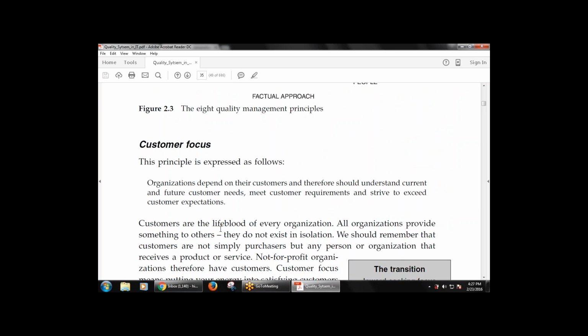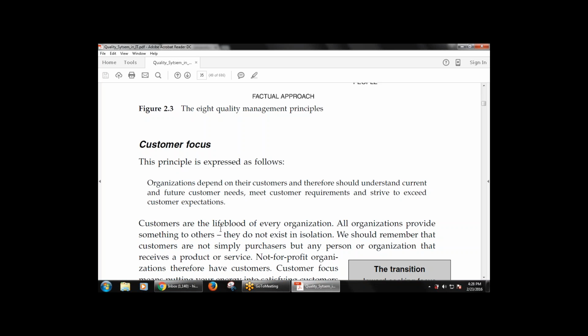Organizations depend on their customers and therefore should understand the current and the future customer needs. Now, an organization must depend on its customers because the customer is the king of the organization. So an organization should understand what the various current and future customer needs are, meet the customer requirements and strive to exceed customer expectations.